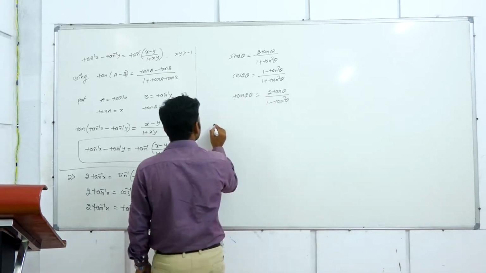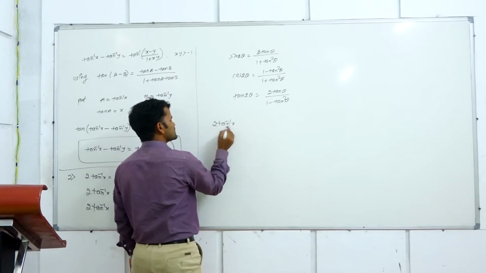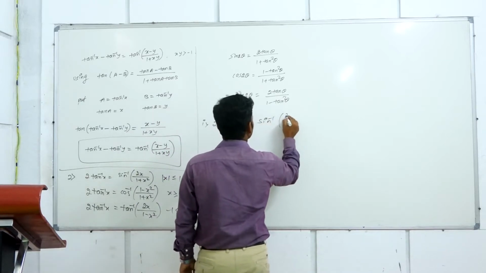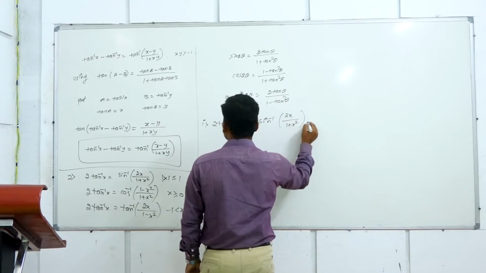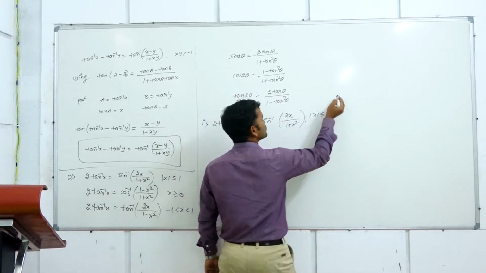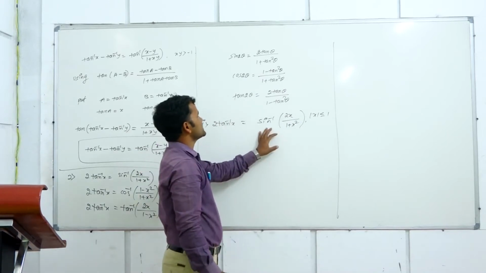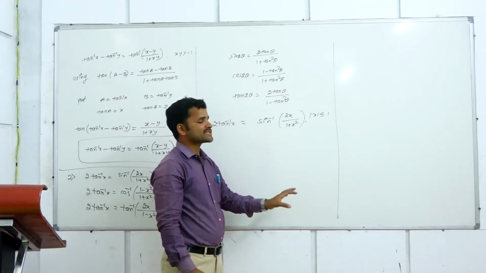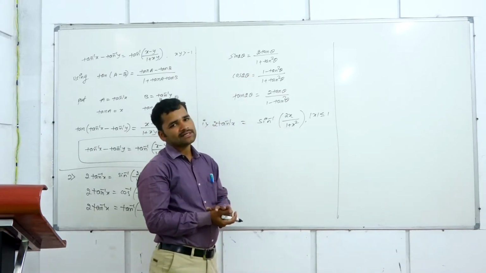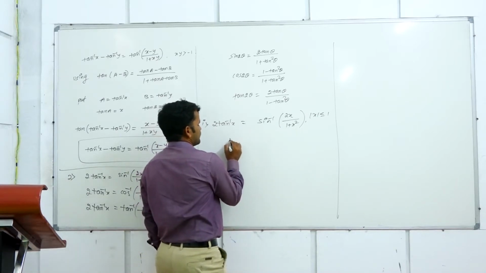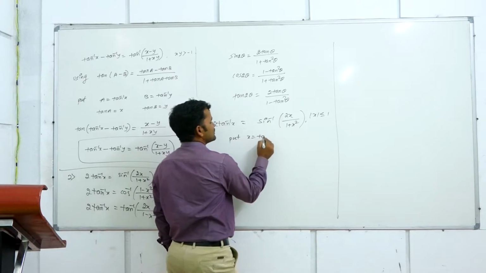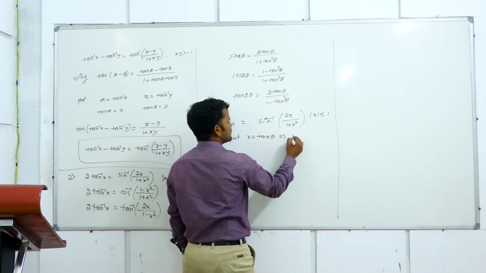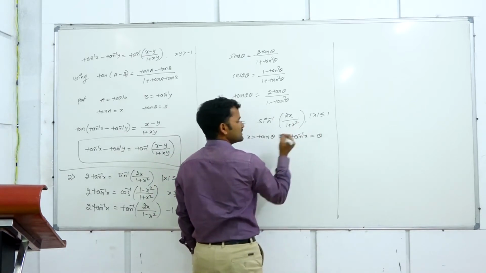Coming to first one, 2 times tan inverse of x is equal to sin inverse of 2x by 1 plus x square for modulus of x less than or equal to 1. How to prove this? Right hand side you see 2x divided by 1 plus x square, it looks like 2 tan theta divided by 1 plus tan square theta if we substitute x is equal to tan theta. Put x is equal to tan theta in RHS, and this implies tan inverse of x is equal to theta.